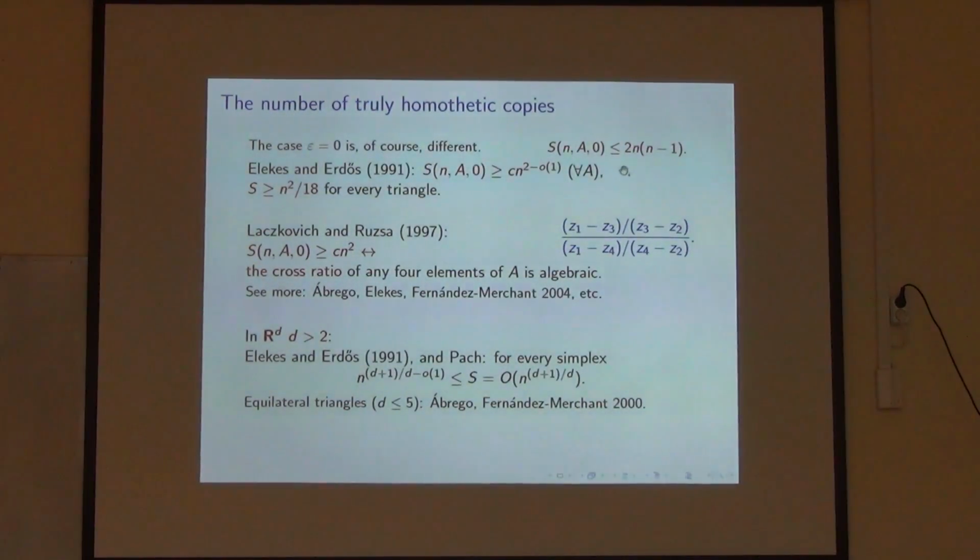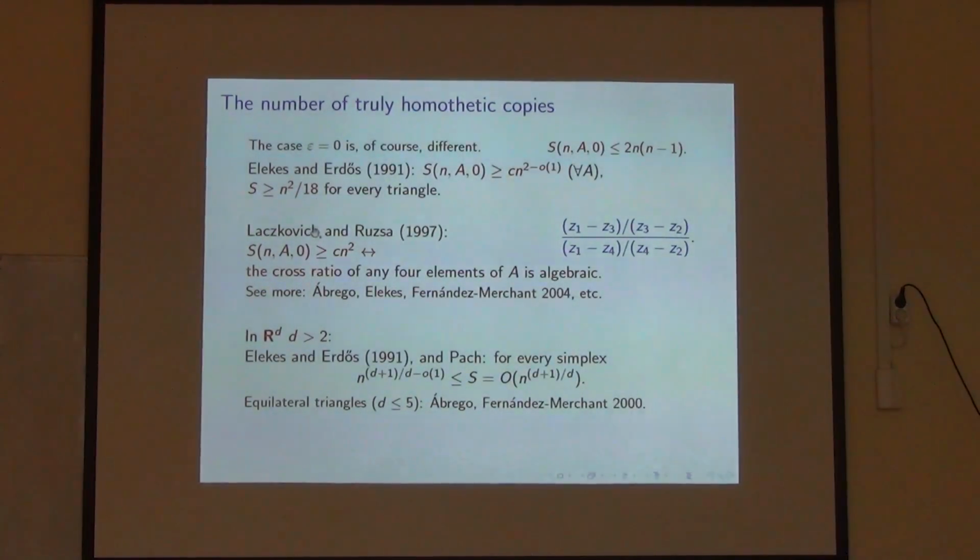So the n squared upper bound holds for every finite A. Elekes and Erdős proved that this n squared is not that bad a bound. For every shape, they have a bound which is almost n squared. They have a construction, of course, a clever algebraic construction. And for the triangle, they have indeed n squared.